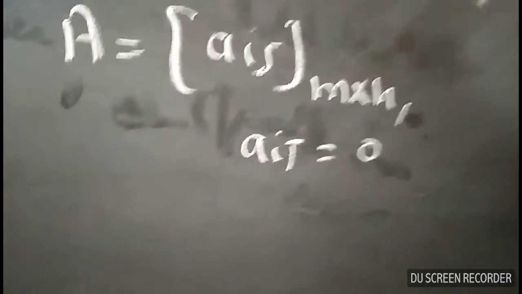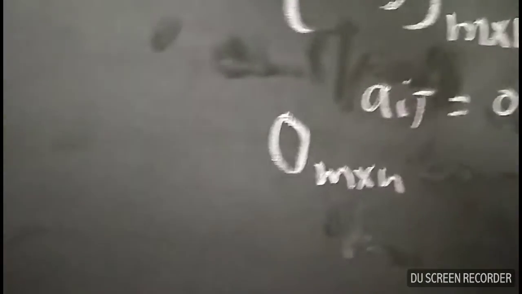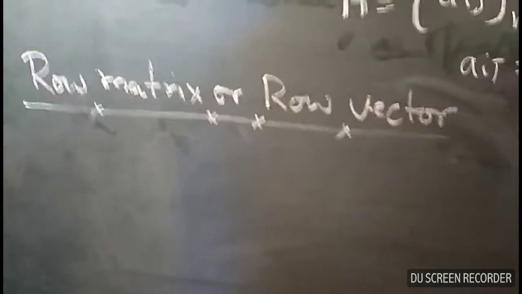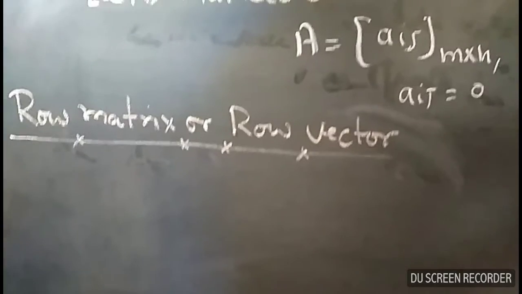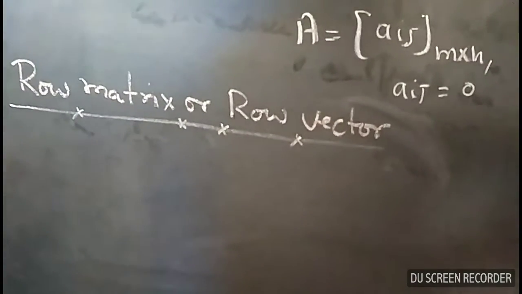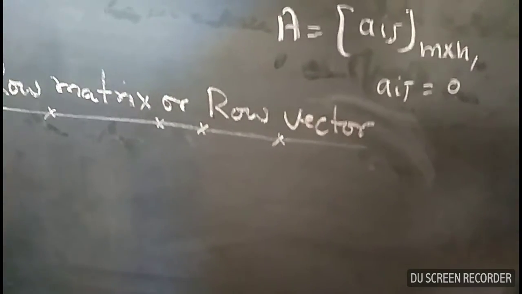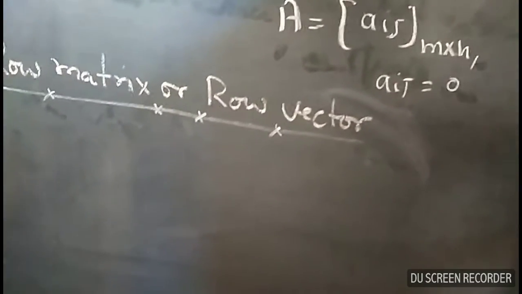It is also denoted by zero matrix, that is 0, and the order is written under this, that is zero matrix of order m cross n. Now we read another matrix, that is called a row matrix. By definition, a matrix containing one row and any number of columns is known as a row matrix. It is also known as a row vector.